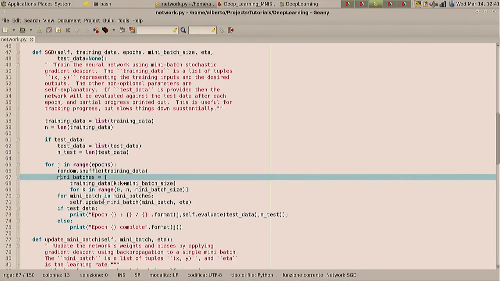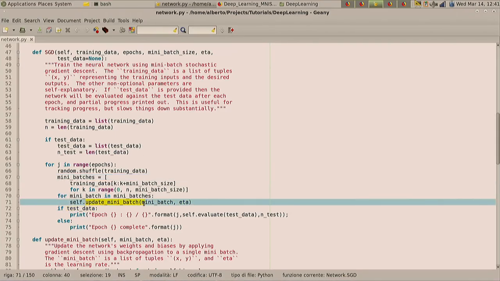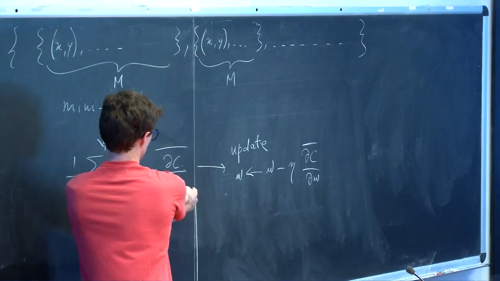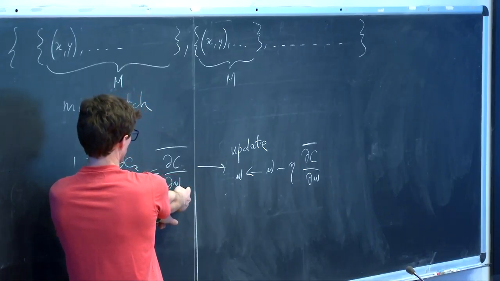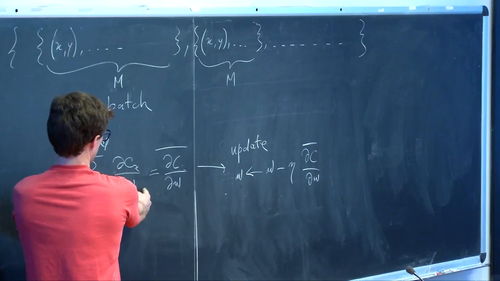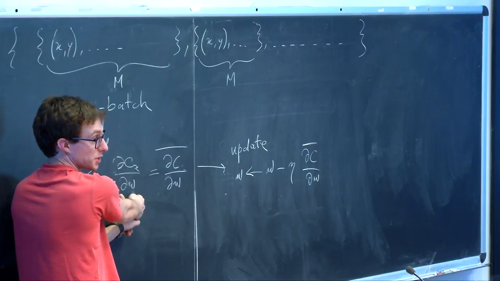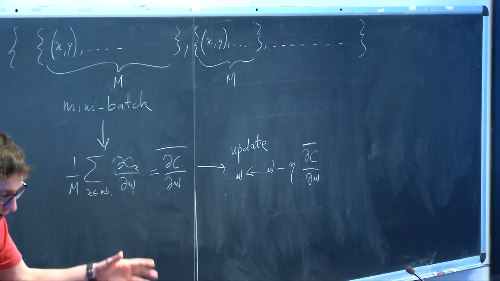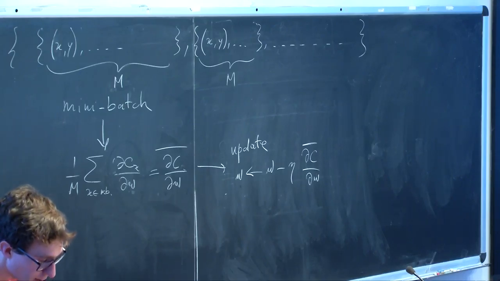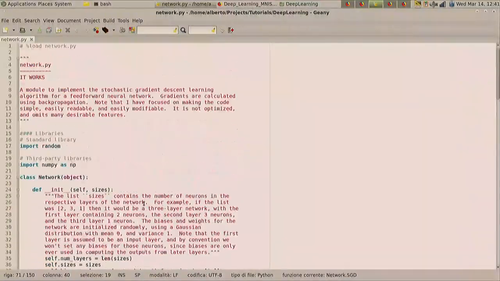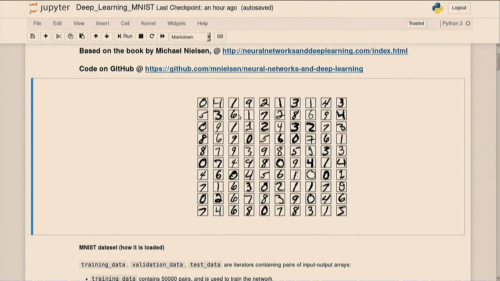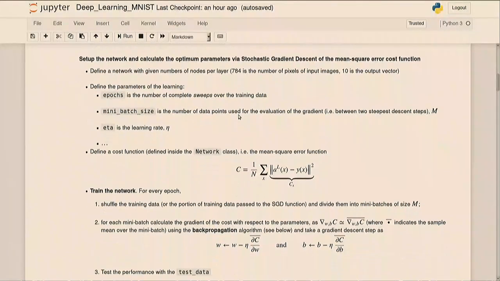And then for every mini batch, you apply this update mini batch. This update mini batch basically calculates the gradient. It updates the weights by estimating the gradient over the mini batch, like this. And in this step, it uses backpropagation. It's all nested, but if you look at the code, it's quite self-explanatory, very nice. I think it's very well written. So this is basically the algorithm.